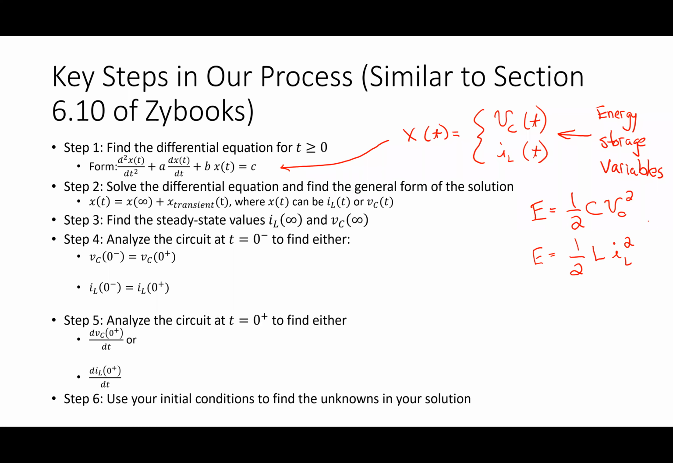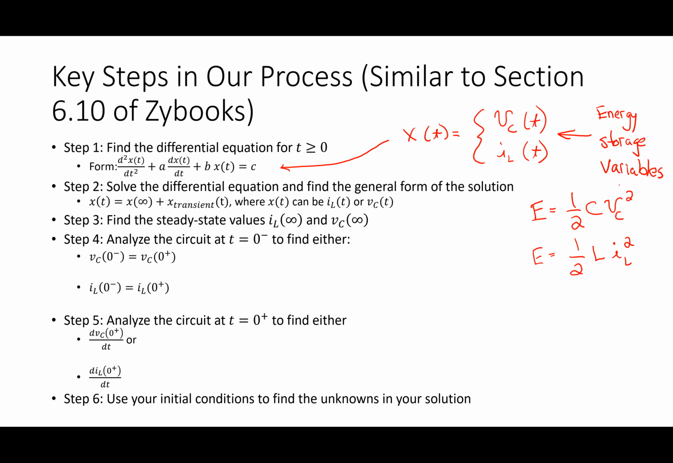We only ever write the differential equations for the energy storage variables. We don't write them for the other variables. We can figure out everything else from these. That's kind of an important thing. So what you'll see in your problems will always be V sub C or I sub L. All right, so we have 6 steps here. The other day we talked about steps 1 and 2. Today we're going to talk about 3 through 6.